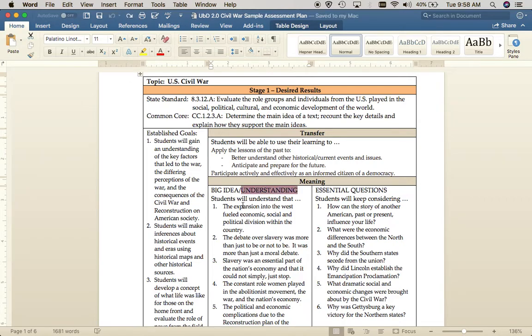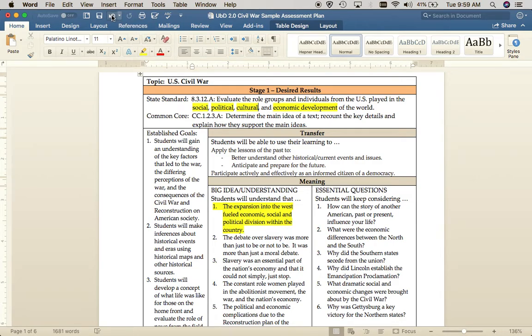So for the first one, students will understand the expansion into the West fueled economic, social, and political division in the country. So, I mean, this really goes right back up to here as we're talking about economic development of the United States. And then we're also talking about political divisions in the country and social divisions in the country, which we could probably add cultural divisions as well. So that understanding deals with all of that, and we're talking about the role that those groups, individuals, whoever was moving into the West, those individuals, and how it is that created division within the country.